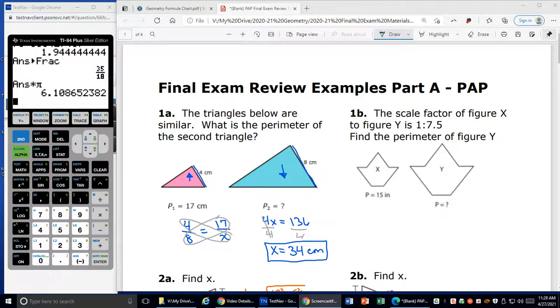Welcome back to the final exam review examples part A. This time we're going to look at the B problems. So starting with the first one, scale factor of figure X to figure Y.